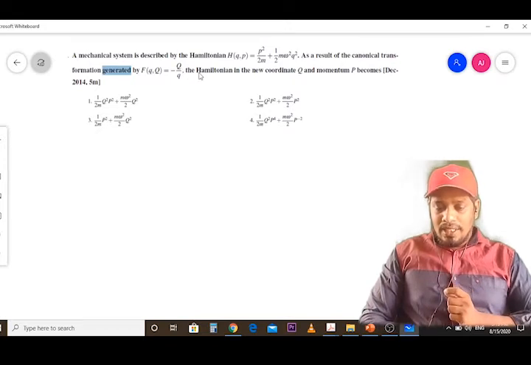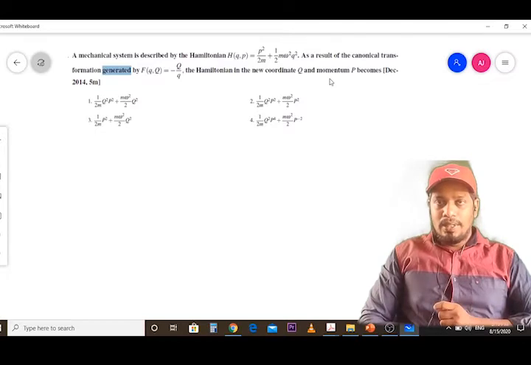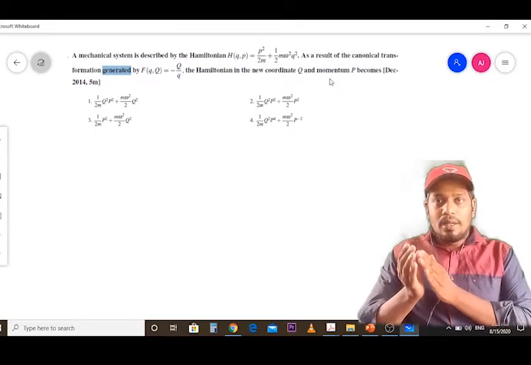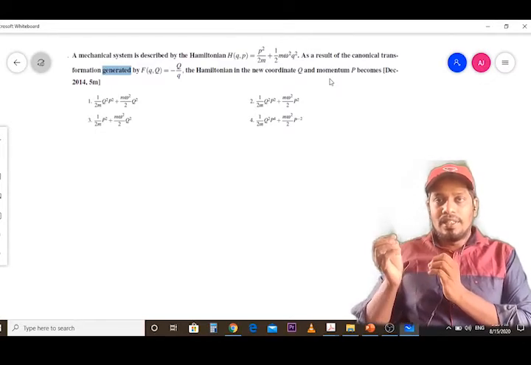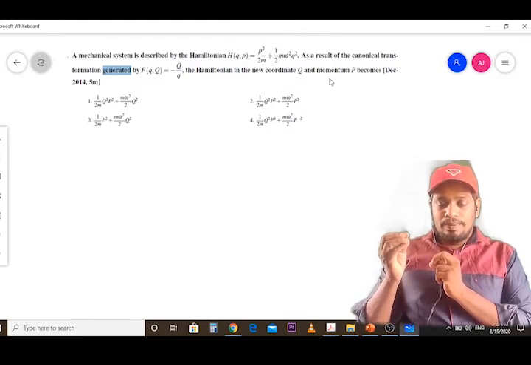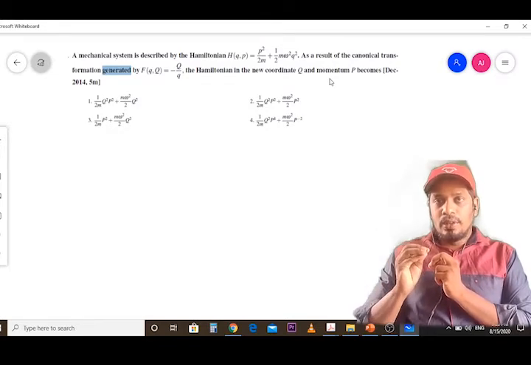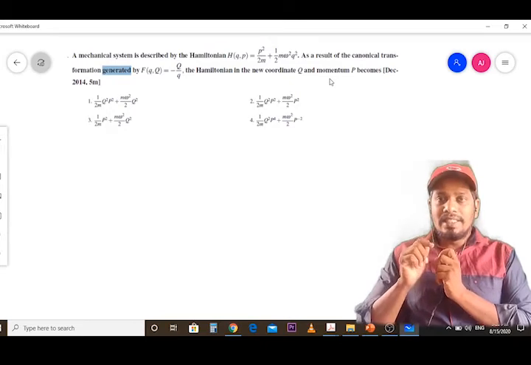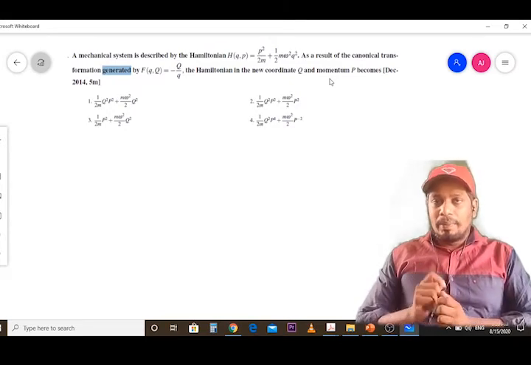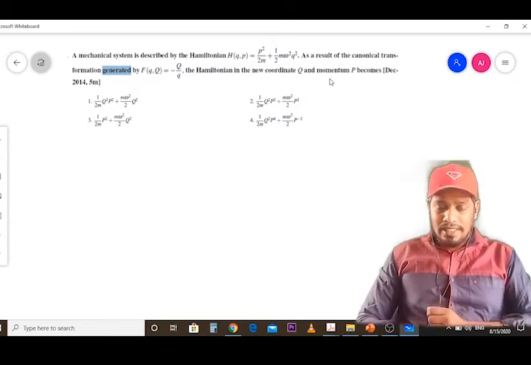The Hamiltonian in the new coordinate system Q and P becomes what? What is the Hamiltonian once it is transformed? The total Hamiltonian as a function of the new position coordinate and new momentum coordinate, that means the capital Q and the capital P.